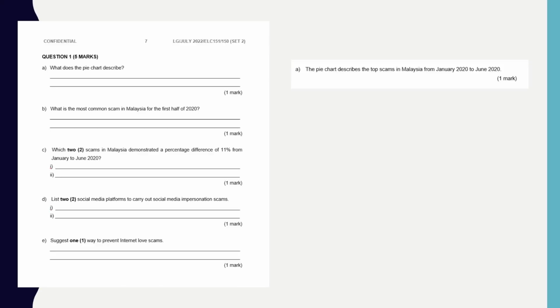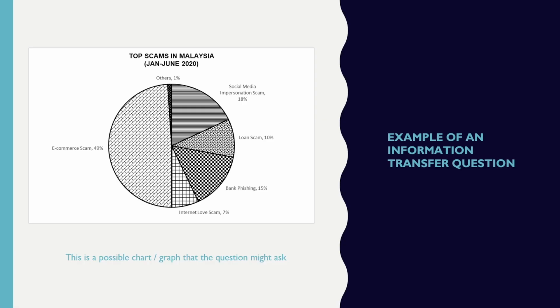So the answer will be the pie chart describes the top scams in Malaysia from January 2020 to June 2020. Must include the details. Okay, top scams in Malaysia, and then the time period if they give you. Sometimes they give like a bar chart. They use January, February, March, April, May. You need to create the sentences from the idea there. Okay. So the pie chart describes the top scams in Malaysia from January 2020 to June 2020. Must have the top scams in Malaysia and then the time frame.